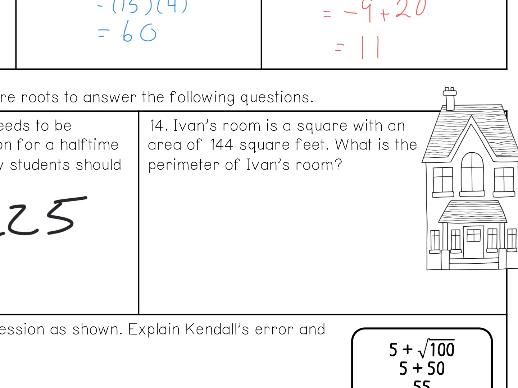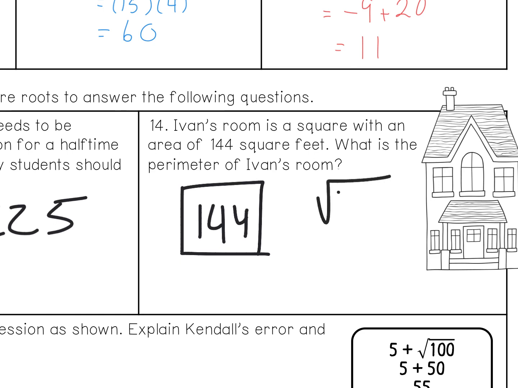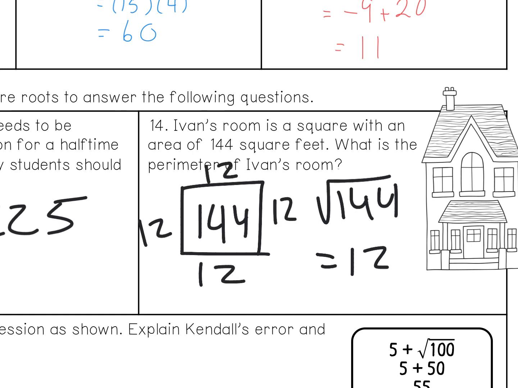Okay. Ivan's room is a square with 144 square feet. What is the perimeter? 48. Okay, so if it's 144 square feet, we have to take the square root of that, and that gives you 12. So you know each side is 12. And perimeter says add them all up. So 4 12s is 48 feet for the perimeter.